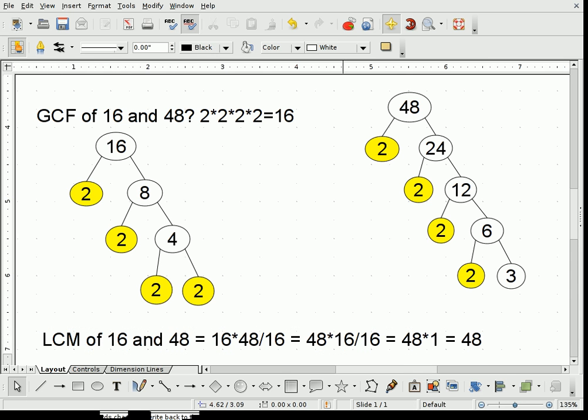And this is a very special case, because in this particular case, the GCF between these two numbers is one of the two numbers, and then the LCM of these two numbers is actually the other number. And that's because one number is a factor of the other one. 16 is a factor of 48, and that gives us these special properties of the GCF being the smaller of the two numbers, and LCM is the bigger number.